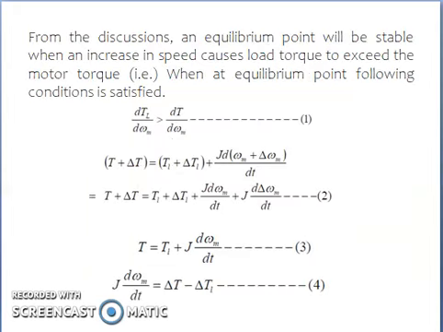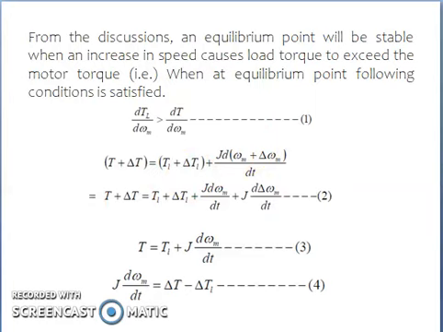Now, from the above discussions, we can say that an equilibrium point will be stable when an increase in speed causes load torque to exceed the motor torque. That is, when at equilibrium point the following condition is satisfied: d TL by d omega m should be greater than dT by d omega m. Let us call this equation number 1.